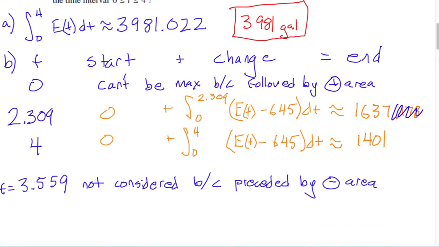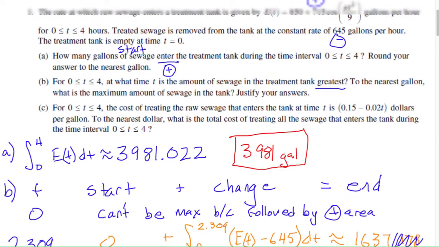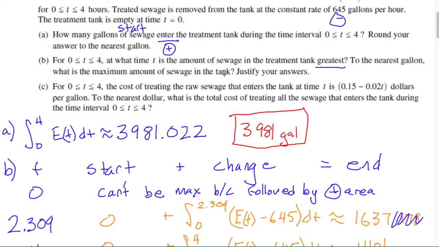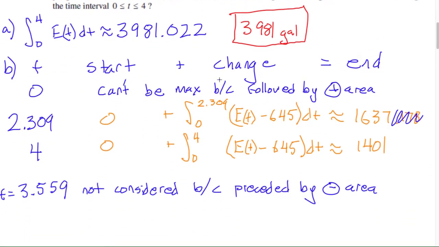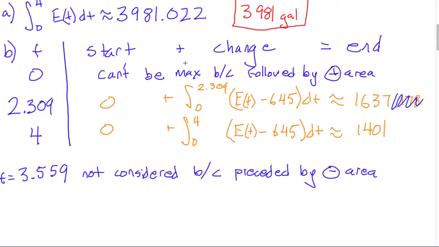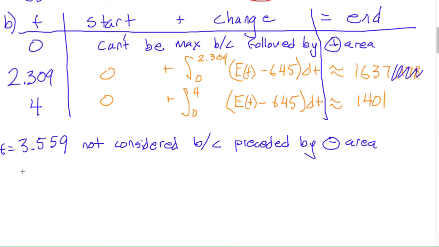1,401. And it's asking for what is the maximum amount and justify the answers. So the justification comes from the table. And then the answer is T equals 2.309 with 1,637 gallons is the max.